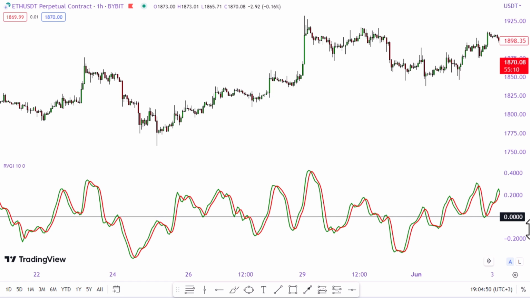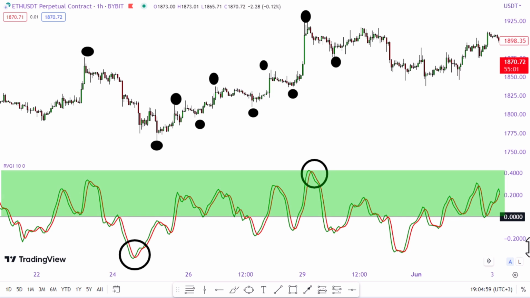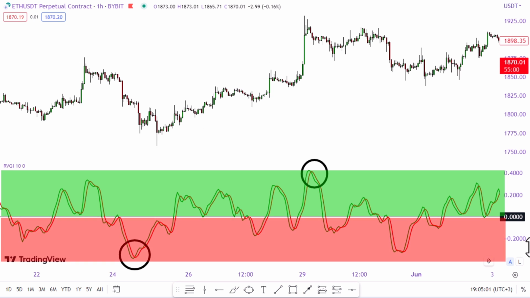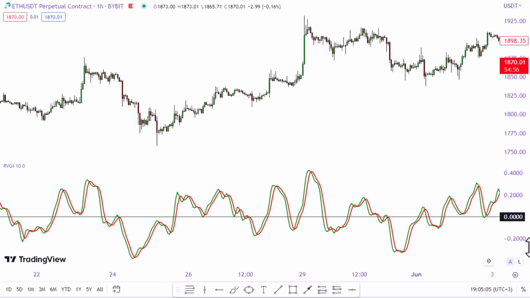First, when the indicator lines cross over. This signal occurs when the RVI creates local highs and lows in the overbought region, or above zero, and the oversold region, or below zero. You should consider selling when the fast, or green, RVI line crosses over the slow, or red, signal line from above in the overbought region, which we call the death cross.